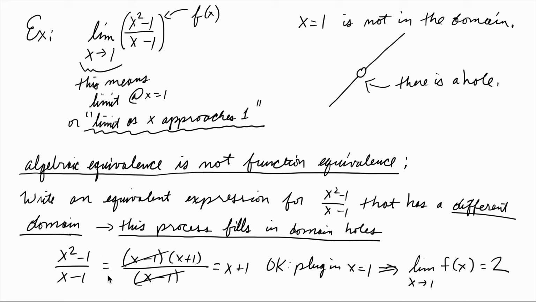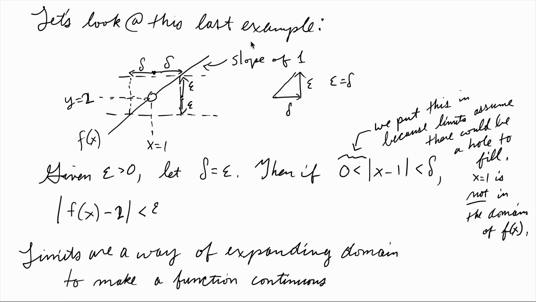So algebraic equivalence has taken this expression and filled in its hole so that we can plug in anything we like now. In fact, we can plug in x equals 1 right now and we'll get 2. So we know that the limit of this expression is actually 2. And all we did was use that algebraic equivalence to do that. All right, so let's take a look at this example. x equals 1, that's the spot we're heading towards.